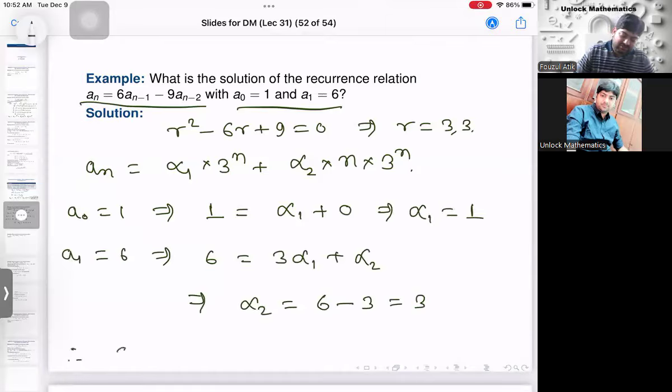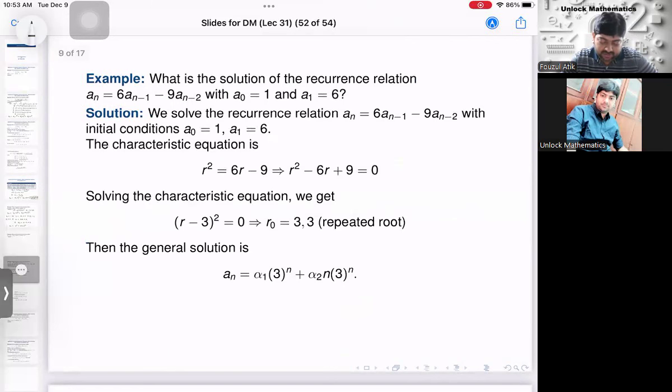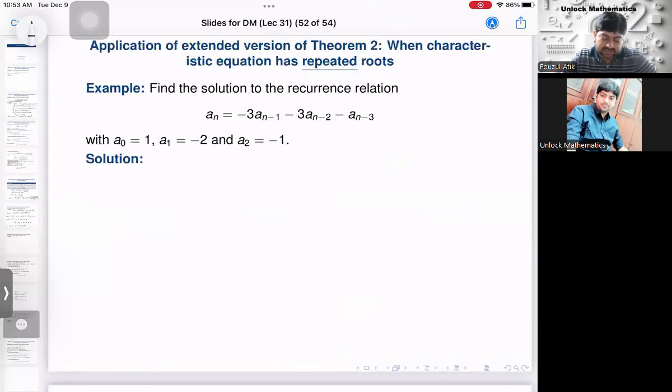Hence the final solution is a n equal to 3 power n plus 3n into 3 power n. This is the general solution of it. We are done, correct. Now if I have more than two equal roots, what will happen in that case? Look at this problem, an extension of this previous theorem. This is a 3-degree recurrence relation.